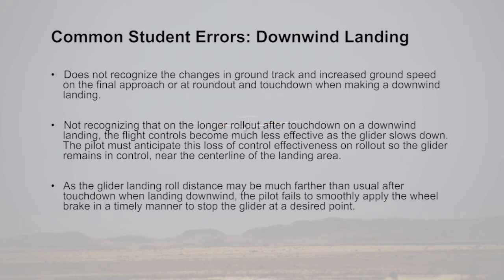As the glider landing roll distance may be much farther than usual after touchdown when landing downwind, the pilot fails to smoothly apply wheel brake in a timely manner to stop the glider at a desired point.